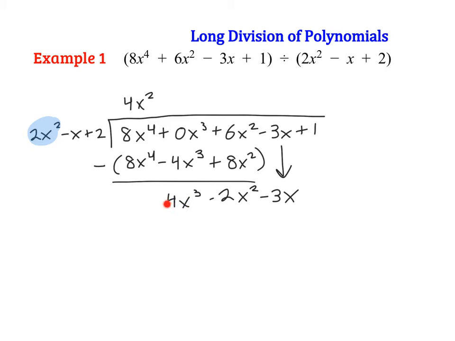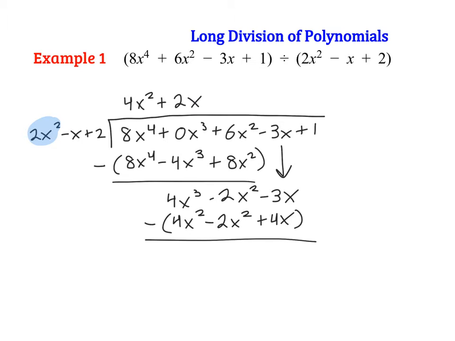So now I'm going to do 4x cubed divided by 2x squared, and that gives me 2x. And now I'm going to multiply, so I'm going to set up my parentheses so I remember to subtract everything. So 2x times 2x squared is 4x cubed. 2x times negative x is negative 2x squared, and 2x times 2 is positive 4x.